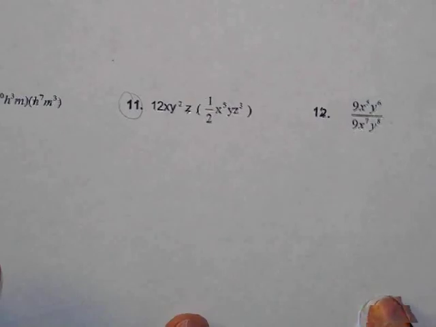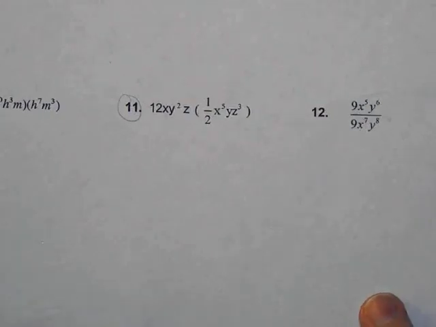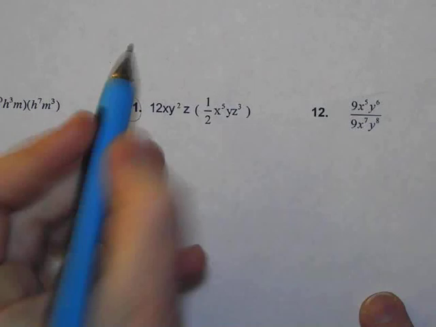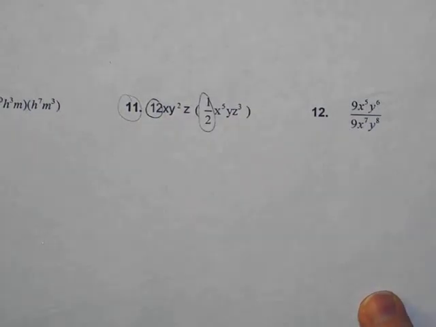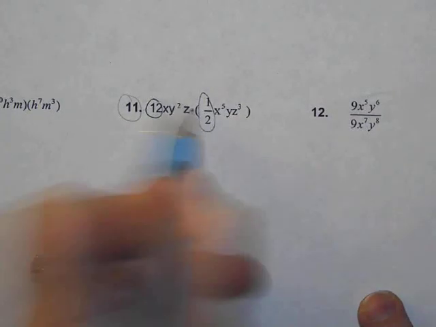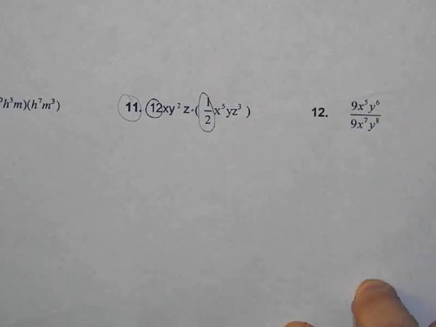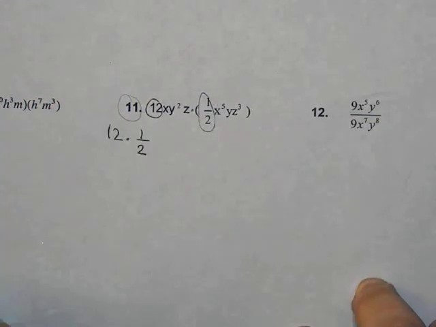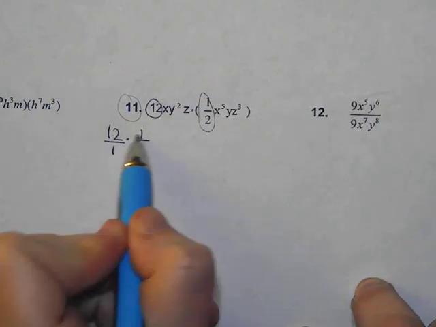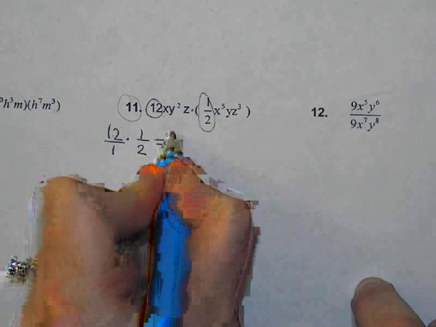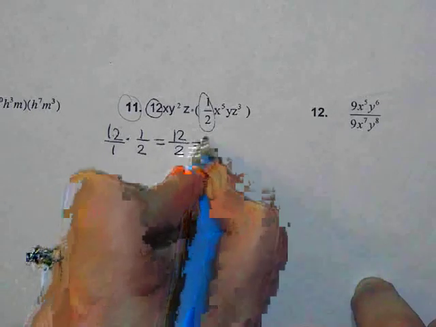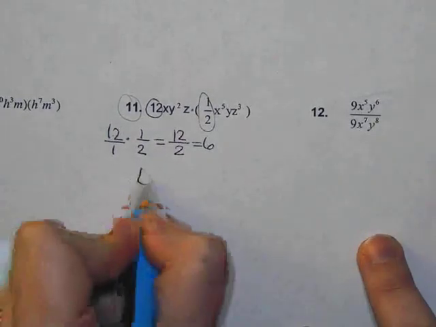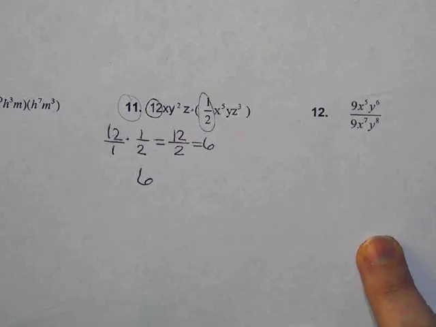All right, looking at number 11. Number 11 is pretty long, but we'll take it one piece at a time. Start with your coefficients, which are 12 and 1/2. There is a hidden multiplication sign in between all of this. So I'm thinking, what is 12 times 1/2? Well, that 12 is really over 1. When you multiply fractions, you multiply top times top, bottom times bottom. So this would be 12 over 2, which is 6. So the coefficient in front of my entire problem is going to be 6.